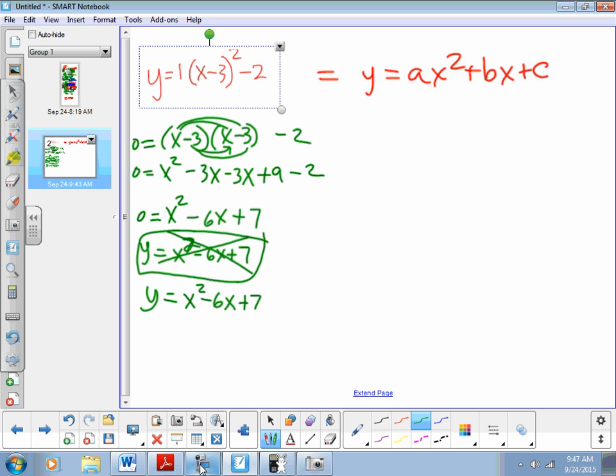Right, did you see what I did? I just did the FOIL method on the x minus 3 squared part. And then after that, you notice the negative 2, I just brought it down, and then after I simplified it, I combined like terms. All right.